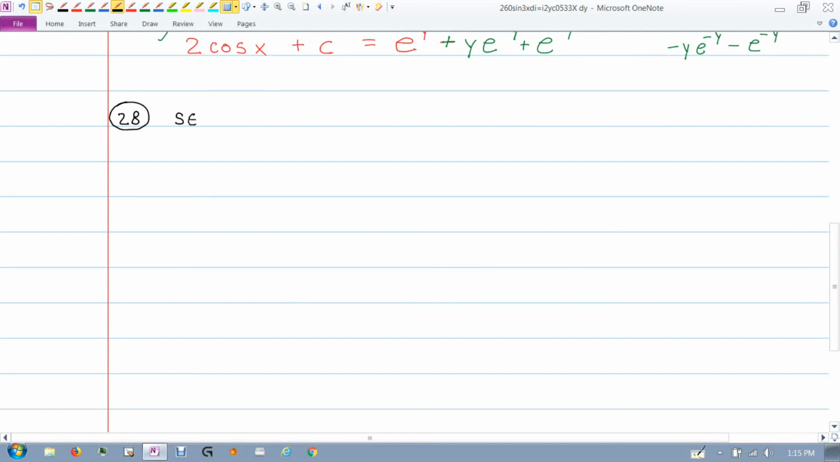Secant x dy equals x cotangent y dx. Okay, so let's divide both sides by cotangent y, and let's divide both sides by secant x. So when I divide by cotangent on the left-hand side, and divide both sides by secant x, that's what we get.